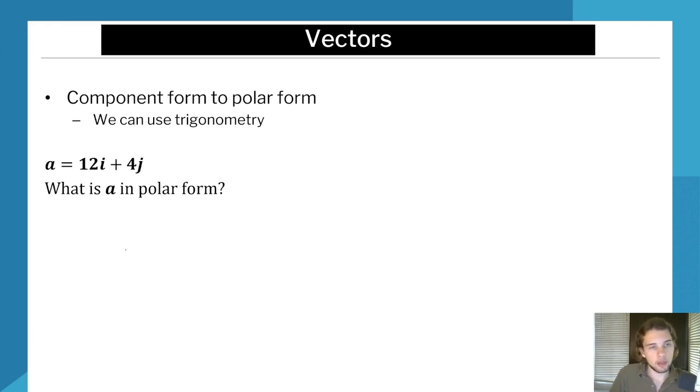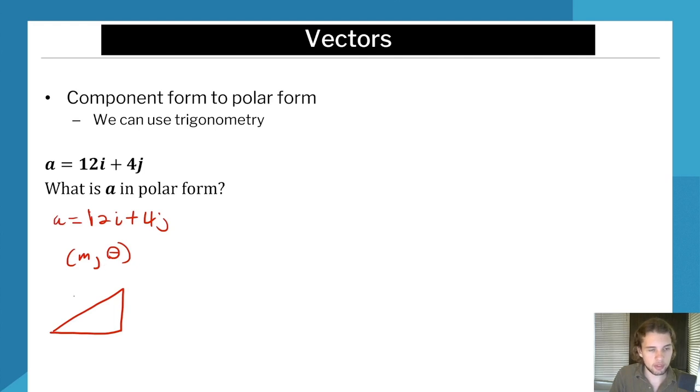So, to convert A, which equals 12i plus 4j, into polar form, we want to consider its magnitude and its angle. We can use Pythagoras' theorem to find its magnitude. So, for example, this is pretty simple.